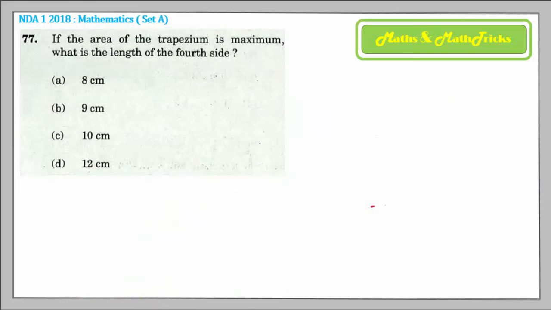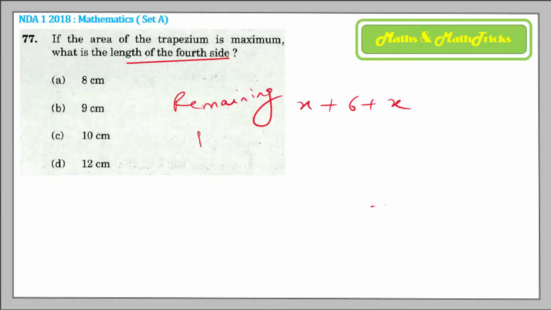Coming on to the next part, 77, here we are asked what is the length of the fourth side. What was the fourth side? The remaining side, right? You saw that is like x plus 6 plus x. That was the remaining fourth side, because that side only is the unknown, right? So x we got 3. So basically it's 3 plus 6 plus 3, then what it has to be? 12. That is option D.